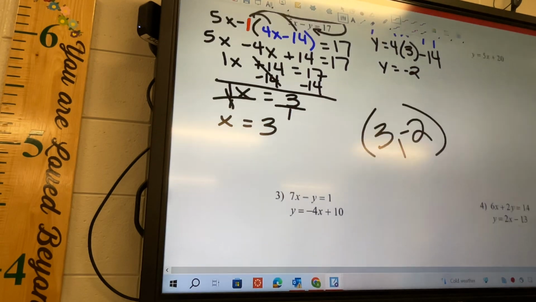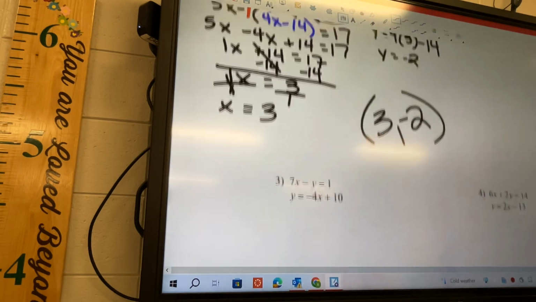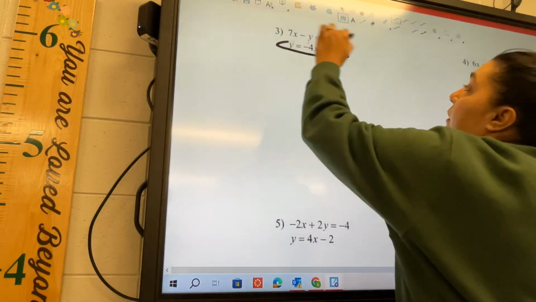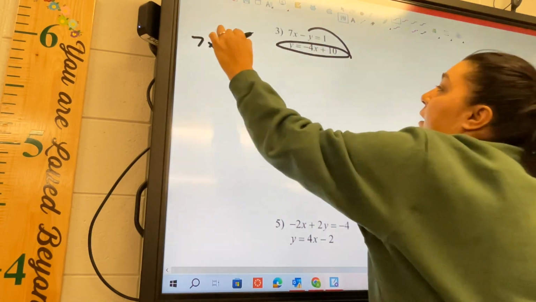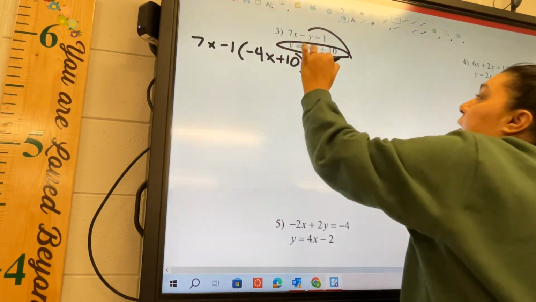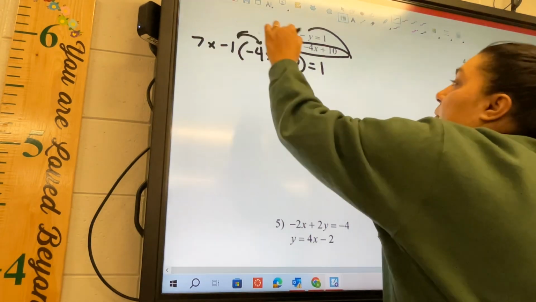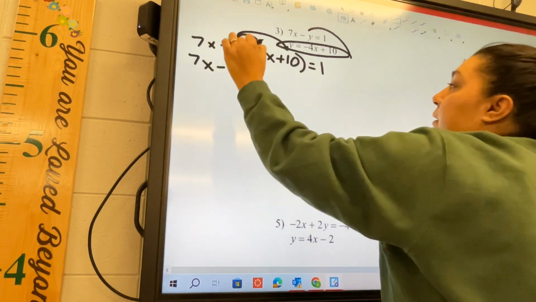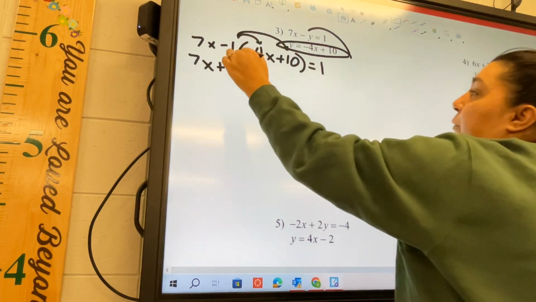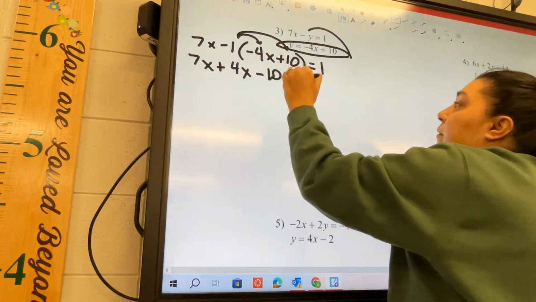Okay, so look at number 3. Which one are we going to start with? The top equation or the bottom equation? The bottom one. Okay, so it's going to look like 7x minus 1, and instead of y, it's going to be 4x plus 10 equals 1. Okay, we're going to distribute. So I'm going to get 7x. Negative 1 times negative 4 is a positive 4x. Negative 1 times 10 is a negative 10.